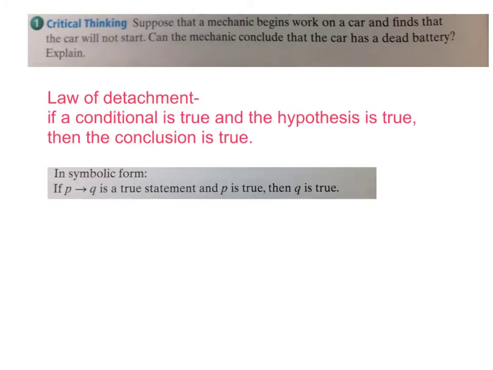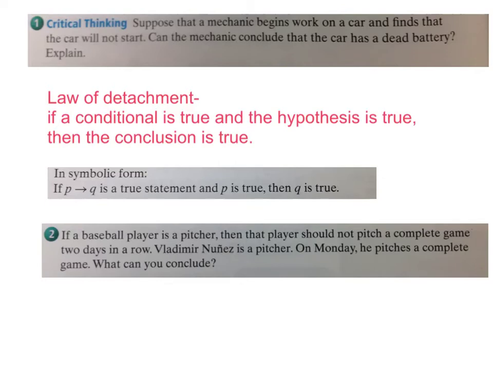Now let's look at the law of detachment. The law of detachment states if a conditional is true and the hypothesis is true, then the conclusion must be true. In symbolic form we would say if P then Q is a true statement and P is true, then Q has to be true. Now let's look at quick check number 2.